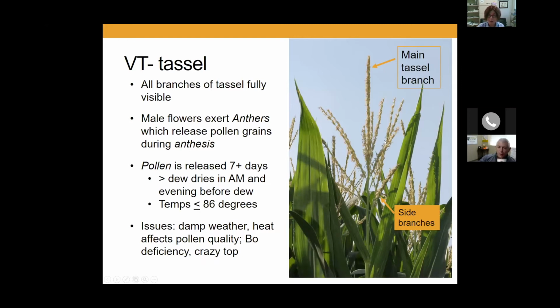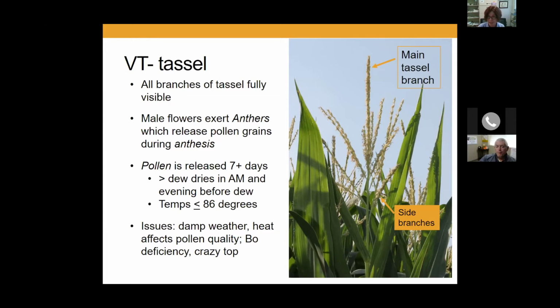You'll start seeing these little things hanging off of either the main branch or those side branches. Pollen is released a little bit at a time over multiple days. It mainly starts with the main tassel branch, and then the anthers on the side branches start releasing pollen. The reason for doing that is to protect yourself from inclement weather.